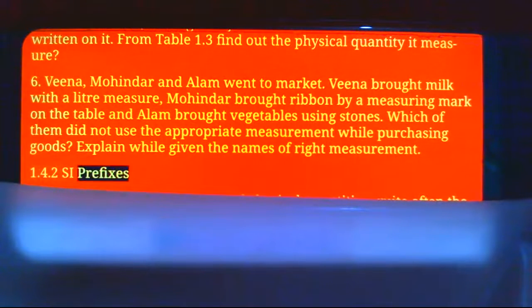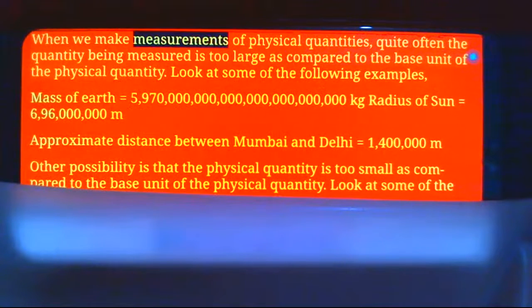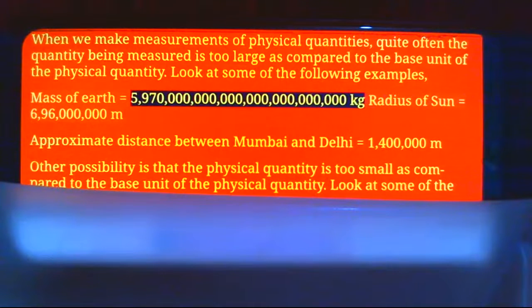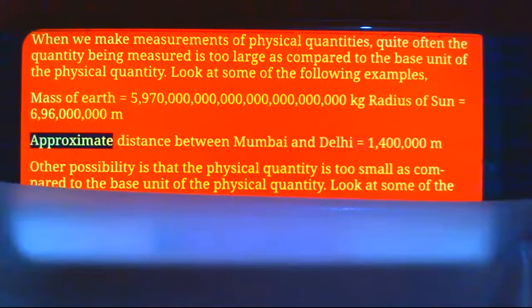1.4.2 SI prefixes. When we make measurements of physical quantities, quite often the quantity being measured is too large as compared to the base unit of the physical quantity. Look at some of the following examples. Mass of Earth equals 5,970 sextillion kilograms. Radius of Sun equals 696,000 km. Approximate distance between Mumbai and Delhi equals 1,400,000 meters.